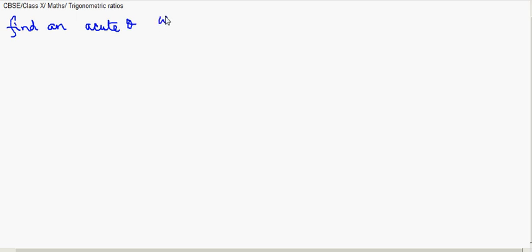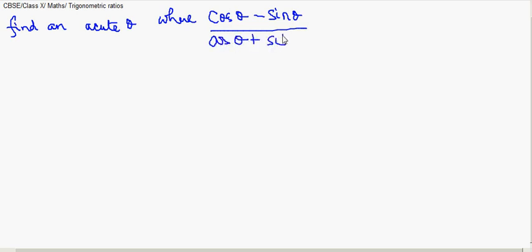where (cos theta minus sin theta) upon (cos theta plus sin theta) is equal to (1 minus root 3) upon (1 plus root 3). This is a kind of a converse question actually. You have to find theta. In the previous part we had the thetas given, we were just supposed to find the values. Now the ratio is given, we have to find the theta. I assume you know what componendo and dividendo is.